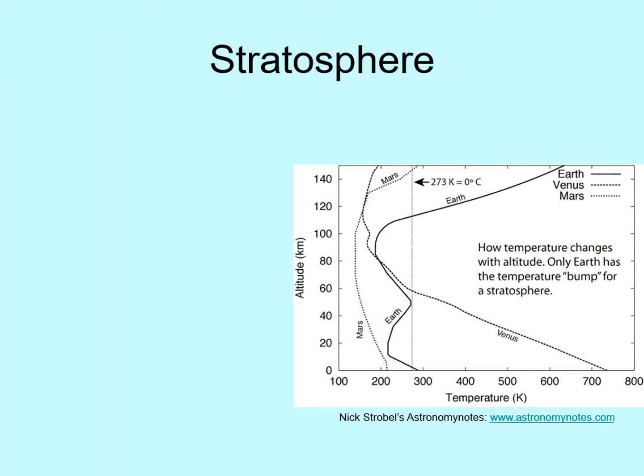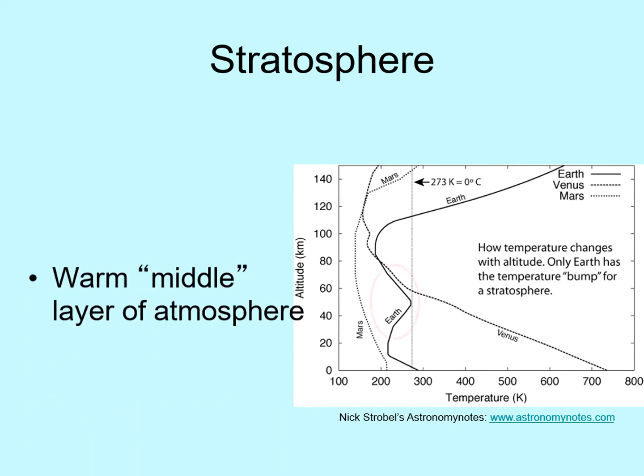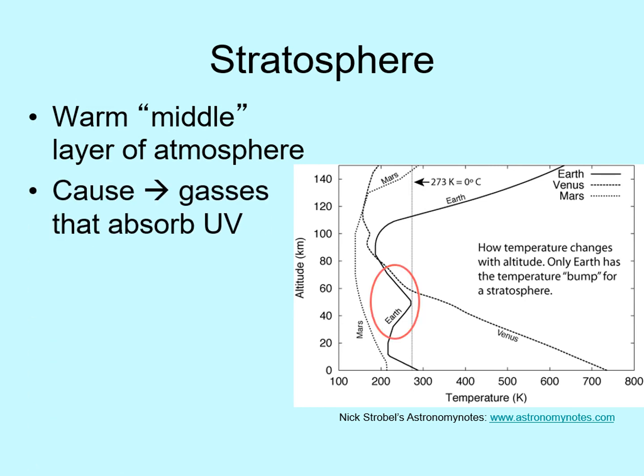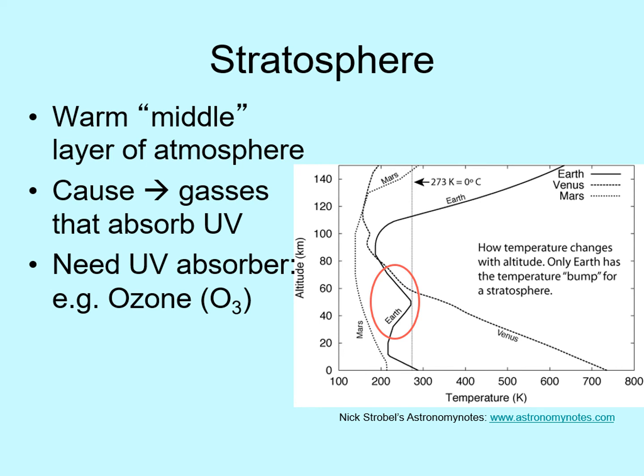Many planets with atmospheres, such as Venus or Mars, only have the layers we've just described, the troposphere, thermosphere, and exosphere. However, a few, like the Earth, have a warm middle layer we call the stratosphere. The stratosphere gets warm because it's where ultraviolet light is absorbed. This means that there has to be a gas in the atmosphere that's a good UV absorber. In the case of the Earth, that UV absorber is ozone, which is made of 3 oxygen atoms bound together. This is different from the oxygen gas we breathe, which is made from 2 oxygen atoms bound together.